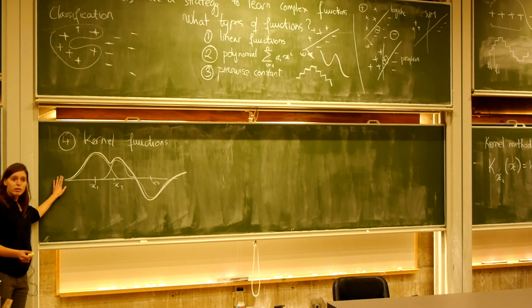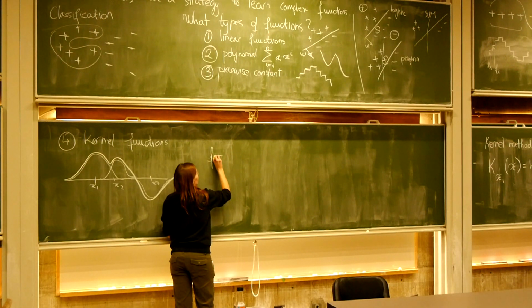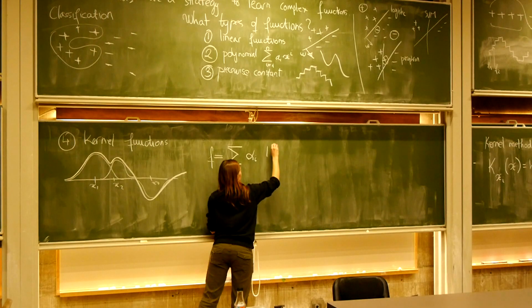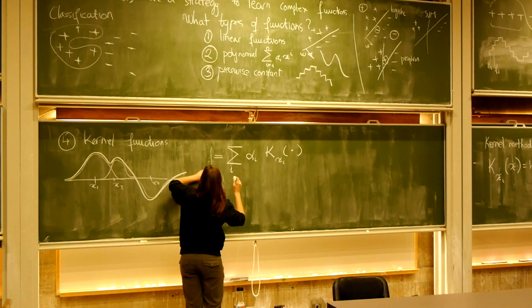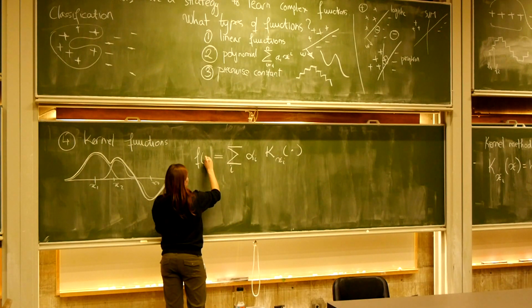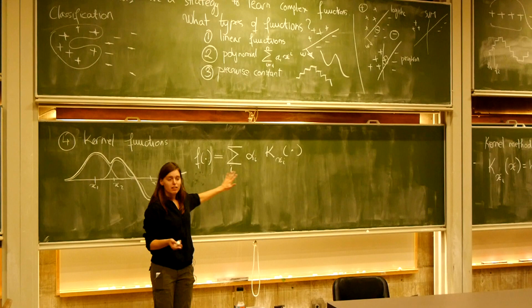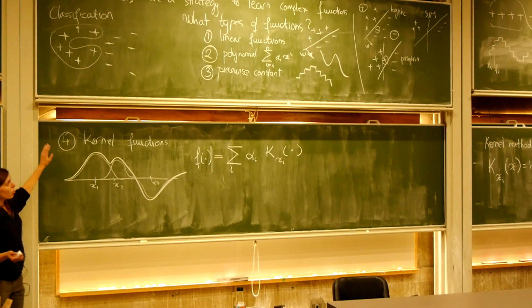OK. So formally, mathematically, what this looks like is kernel functions are functions that can be written as a weighted sum of kernels centered at some points xi. This is it. I'll keep talking, but this is basically it. The idea of kernel methods is that you construct a function that looks like this, that is more general than linear functions and more general than polynomial functions.